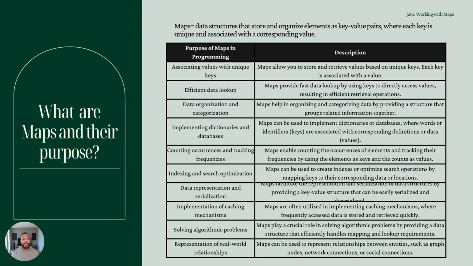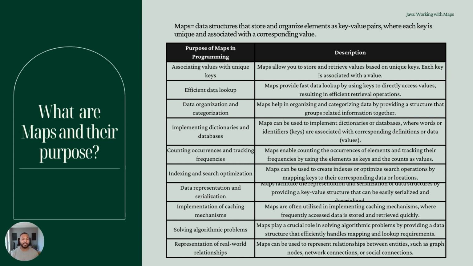Another purpose is implementation of caching mechanisms. Maps are frequently employed in caching mechanisms to store frequently accessed data for quick retrieval. They enhance application performance by reducing the need to recompute or fetch data from external sources repeatedly.